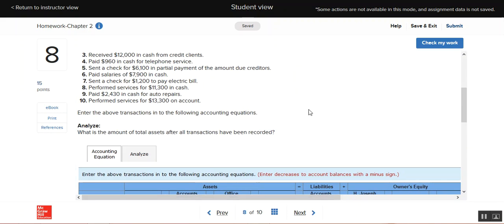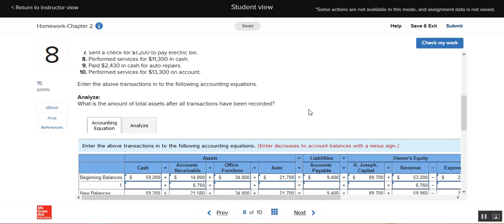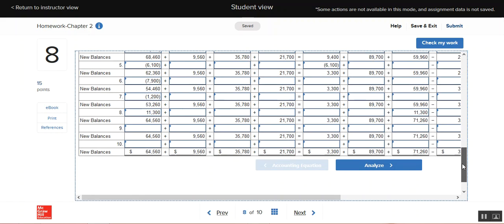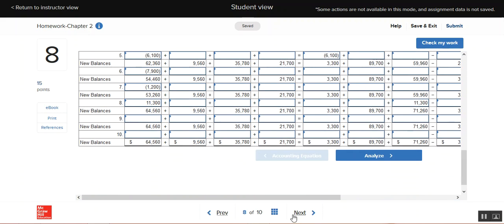Perform services for $11,300 in cash. So in this case, somebody is paying us cash for services, so that's going to cause our cash to go up. And let's see, we're going to go all the way over here. I believe that's our revenue column. That's the only bad thing about Connect. Sometimes you have to scroll a lot.